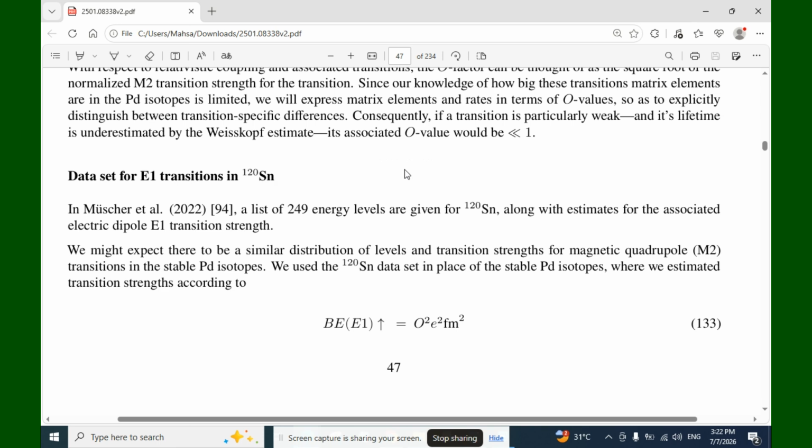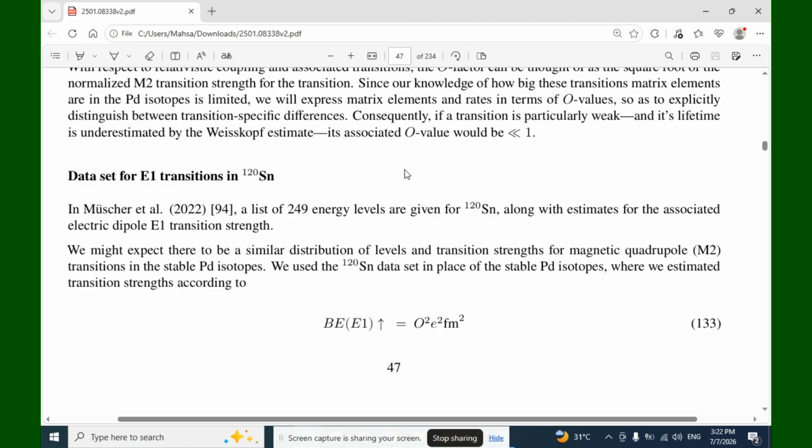Consider the data set for E1 transitions in Sn-120 in Mushtaq and colleagues 2022, in reference 94. A list of the 249 energy levels is given for Sn-120, along with estimates for the associated electric dipole E1 transition strength. We might expect there to be a similar distribution of levels and transition strengths for magnetic quadrupole M2 transitions in the stable palladium isotopes.